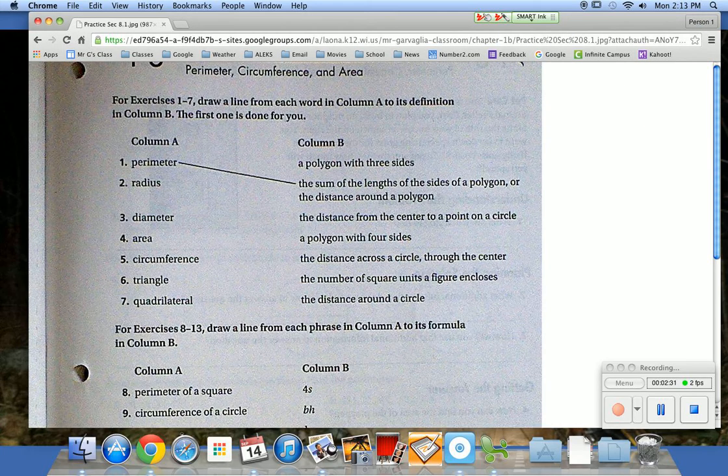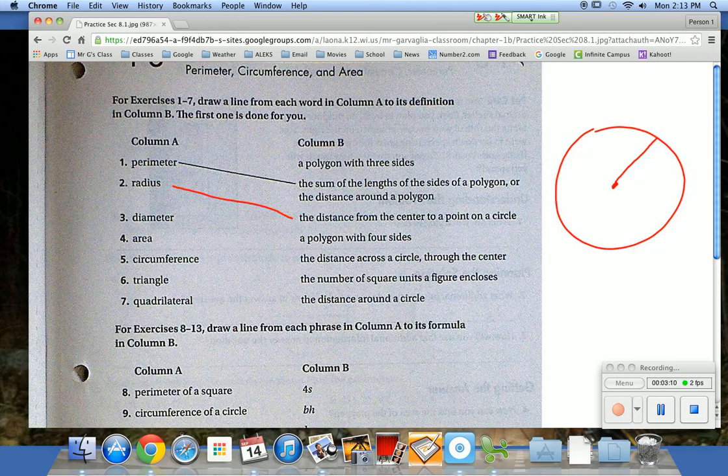All right, next one. Radius. We've got a circle. We've got a center of a circle. A radius goes from the center of a circle to a point on the circle. That line. Is there anything in here that tells us that? Which one? This one right here? So we can draw a line to here. Right? Distance from the center of the circle to a point on the circle.